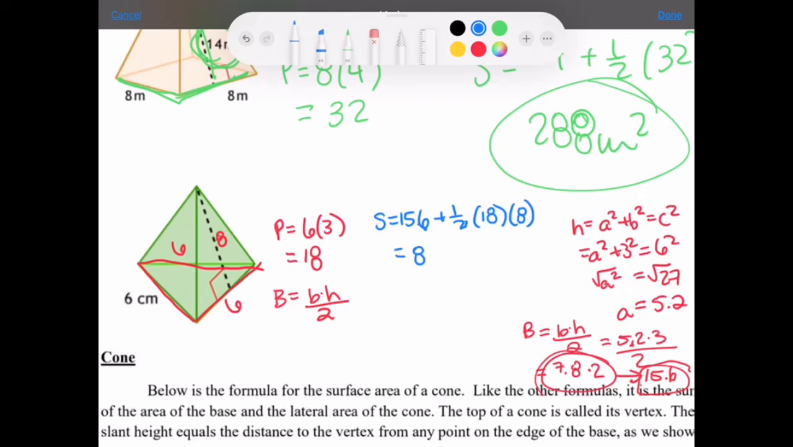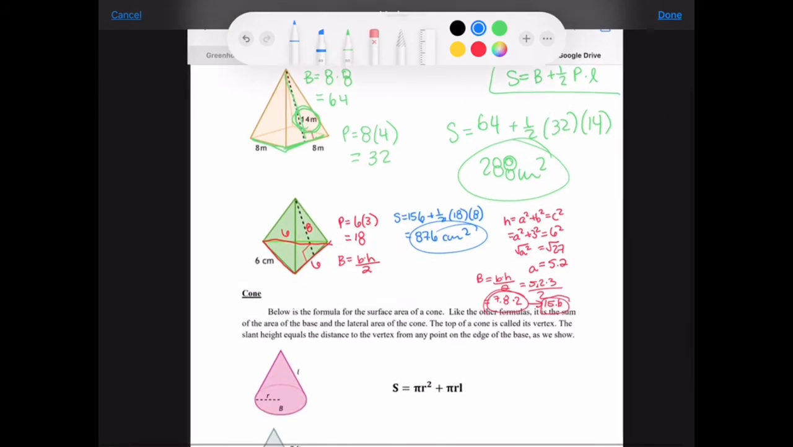And we get 87.6 centimeters squared. Alright, that's it for that. Okay, let's move on. Let's look at a cone.